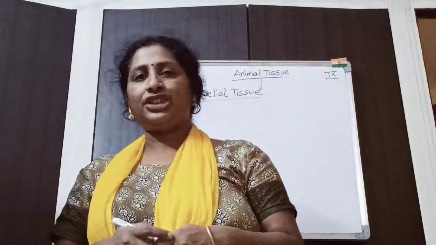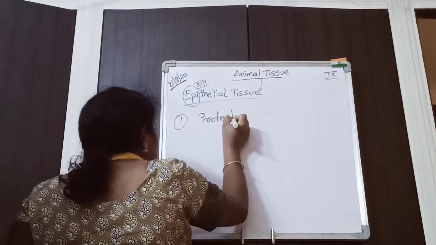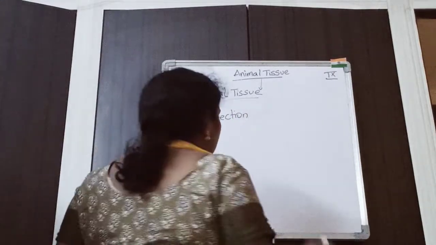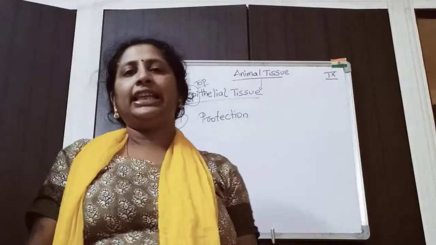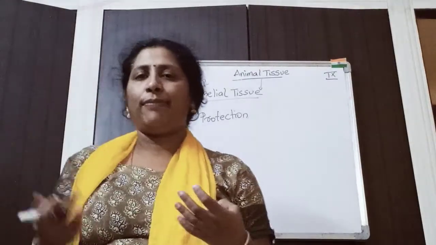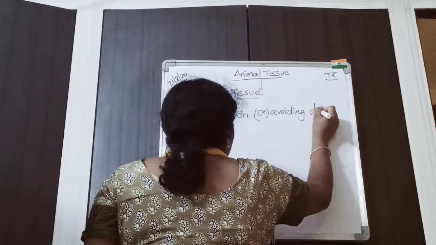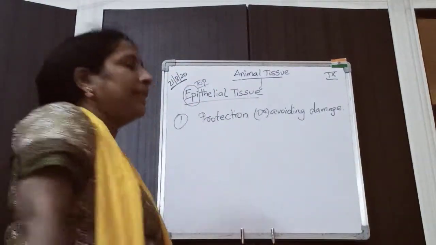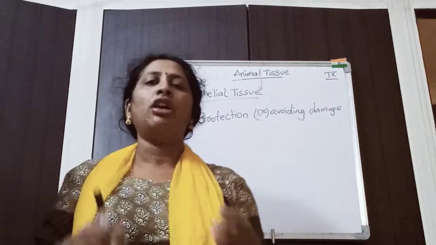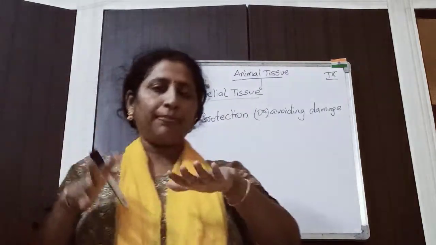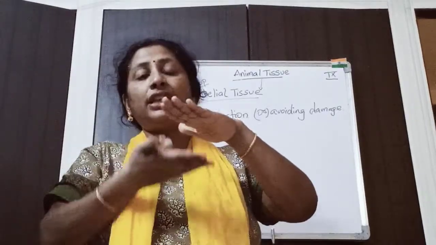Clear? So the major function of this epithelial tissue is protection, or you can say avoiding damage, because it is the top tissue. So it is protecting the inner tissues which are present below it. So it is avoiding damage to the inner parts.